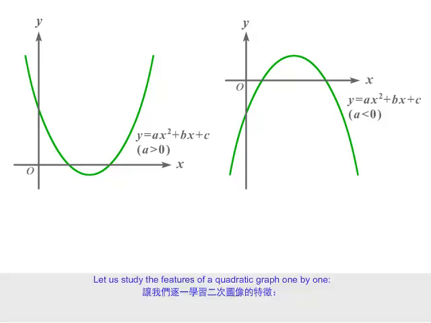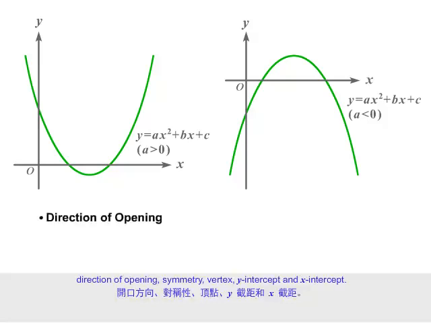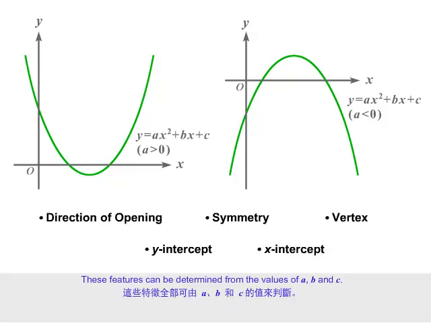Let us study the features of a quadratic graph one by one. Direction of opening, symmetry, vertex, y-intercept, and x-intercept. These features can be determined from the values of a, b, and c.